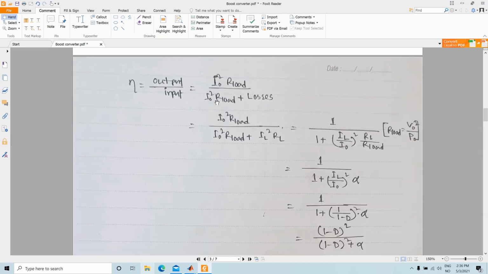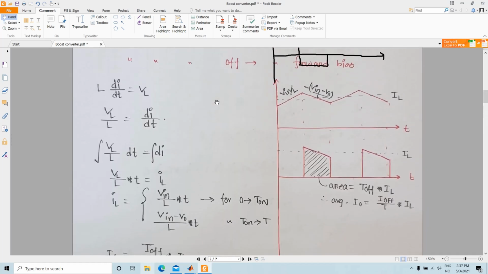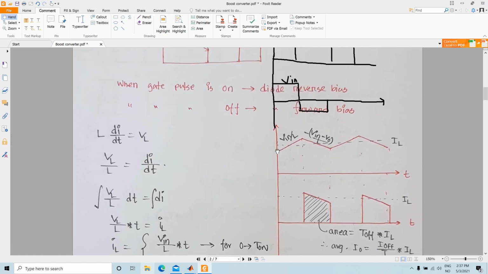Now if we look at our inductor wave shapes, we can see that depending on the value of L, the higher the value of L, the lower the slope, or the lower the value of L, the higher the slope. So there will be a value of L for which your slope will basically touch the x-axis, and as a result at that time you will have a discontinuous current operation.